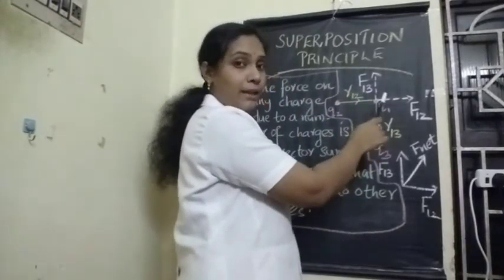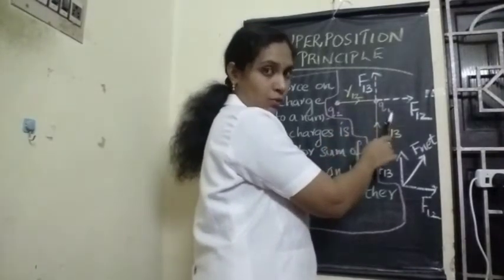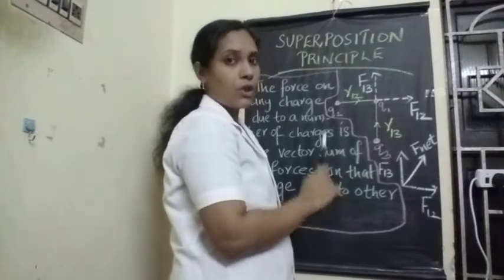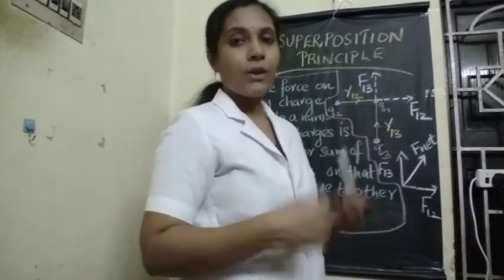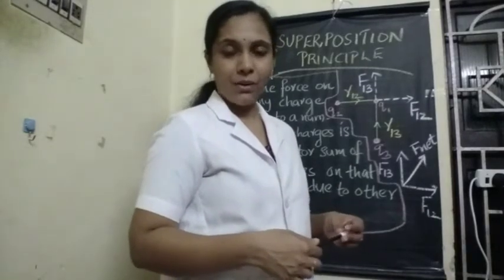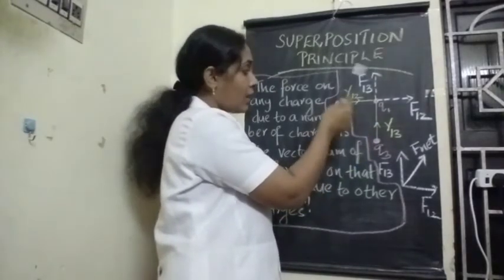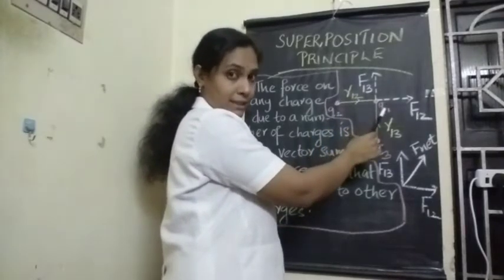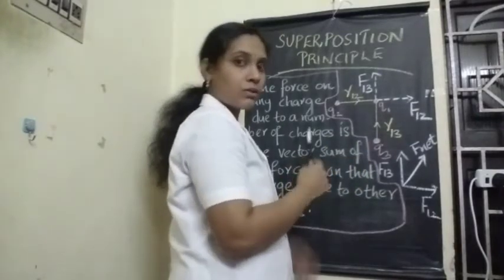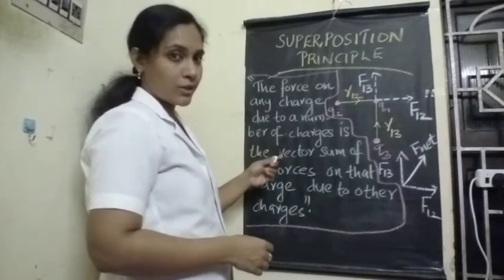We can calculate that total force by adding the forces acting on charge Q1 due to Q2 and Q3. And it will be the vector sum of forces. You know what the vector sum of forces is. You had already studied vector addition and vector multiplication in your class 11 physics. So the total force acting on charge Q1 will be the vector sum of the forces acting on Q1 due to charges Q2 and Q3. So this is our superposition principle.